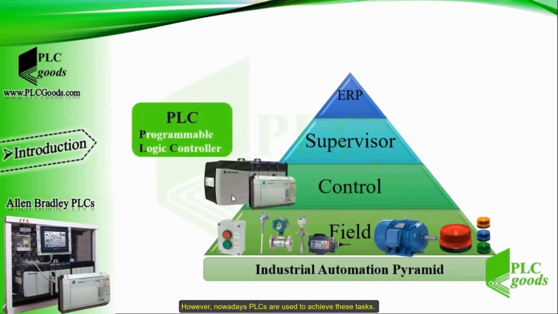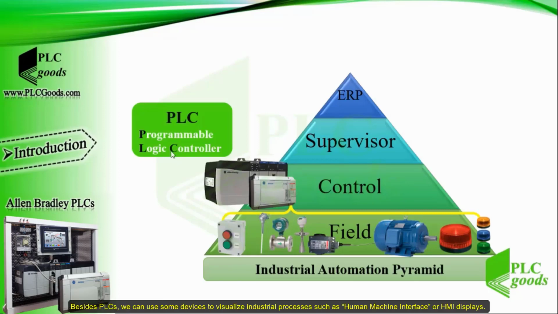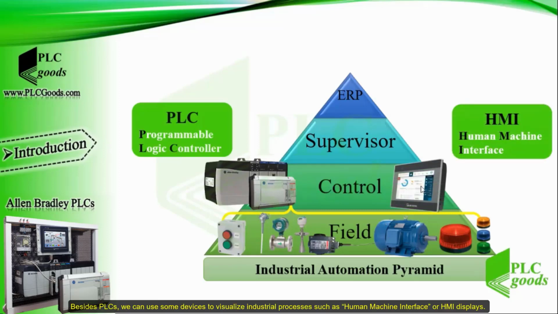However, nowadays PLCs are used to achieve these tasks. PLC stands for Programmable Logic Controller. These devices help us to have automatic control in different industries. Besides PLCs, we can use some devices to visualize industrial processes such as human-machine interface or HMI displays. HMIs and PLCs can exchange data with each other over a suitable industrial network.